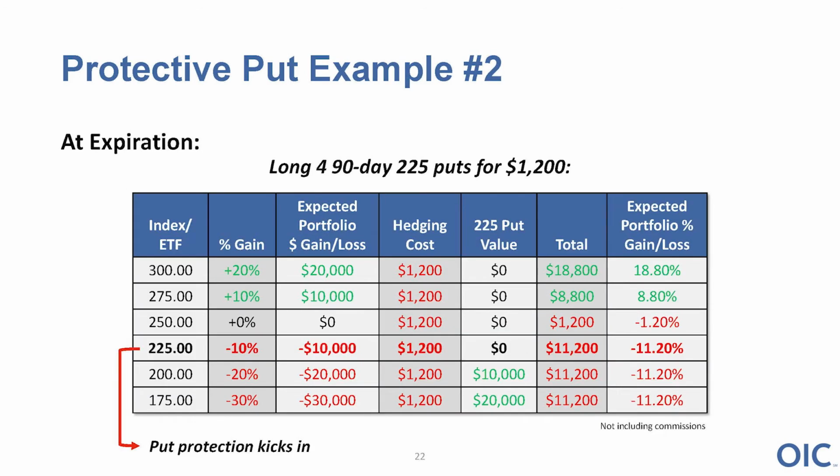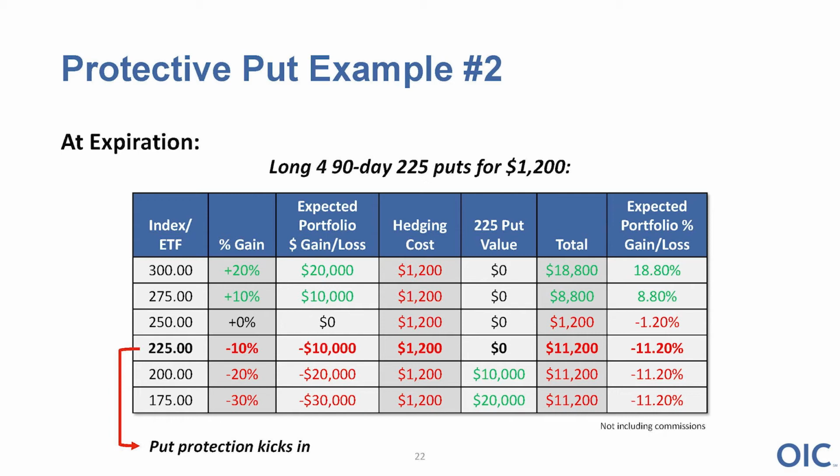So here's that chart looking at our portfolio. So let's look at some examples at expiration. If the index is trading at 250 at expiration, in theory, our portfolio should neither make money nor lose money. We would lose the $1,200 in put premium that we paid, which is 1.2% of the portfolio value.